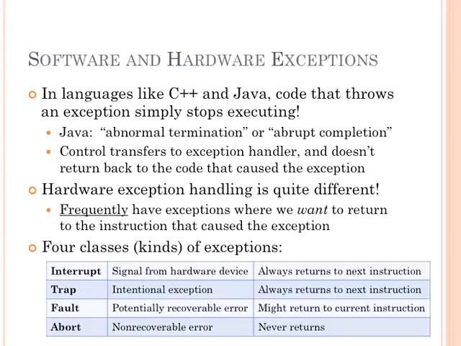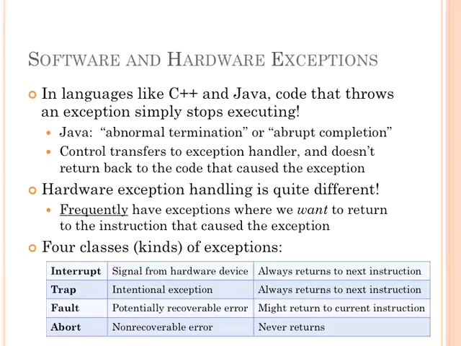So these are the four kinds of exceptions that can occur. You have interrupts, which we talked about a little bit already. We have a hardware signal that occurs, and that's an interrupt. We have traps, which are intentional exceptions. So the software generates a trap. And you'll notice here that both interrupts and traps go to the next instruction.